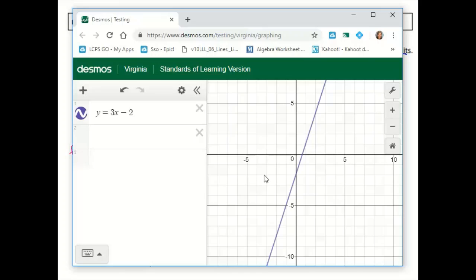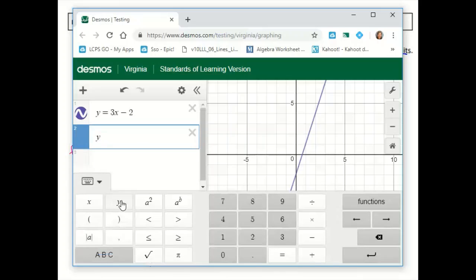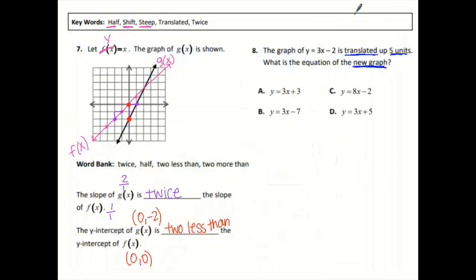So our equation should look like this. y equals 3x, and now we're up here at 3. So plus 3. We moved up 1, 2, 3, 4, 5. And you notice there, -2 plus 5 gave me 3. If I look at my multiple choice, there it is at multiple choice A.